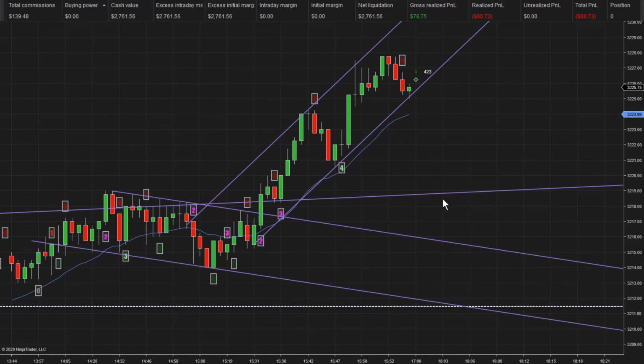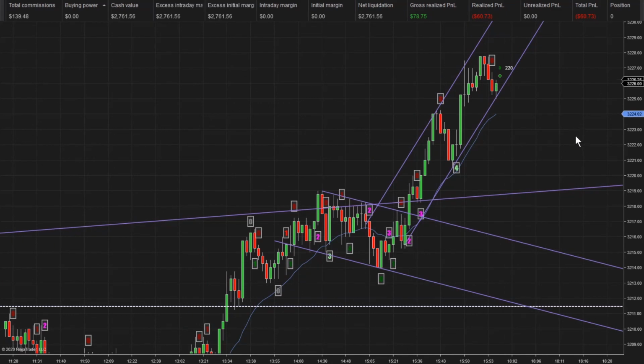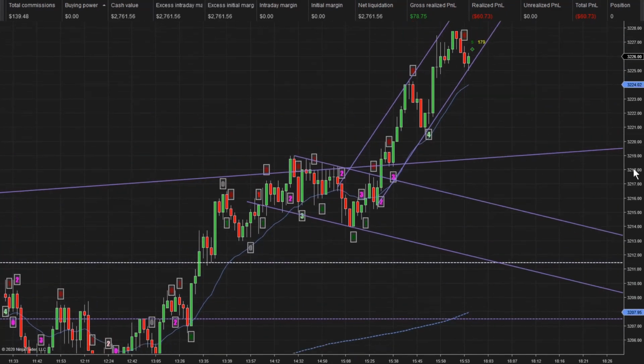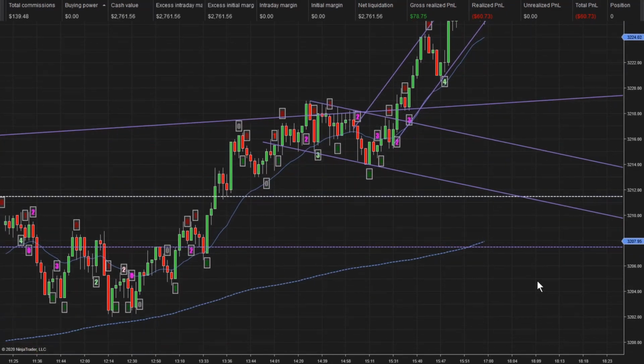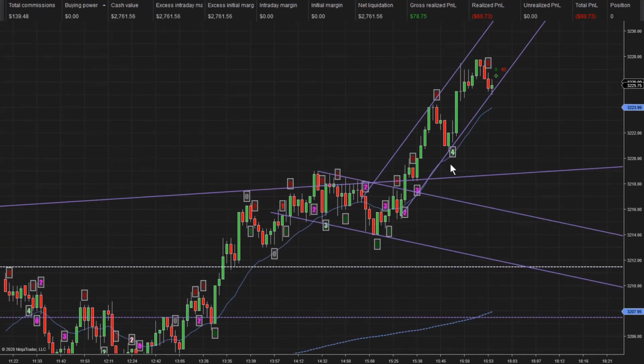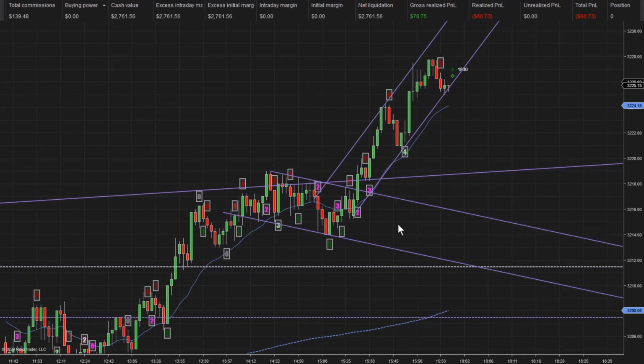I don't trade in the last like 10 minutes just because it just gets so volatile. You have no idea what's happening. People are exiting the position before the end of the day. So, yeah, I typically don't trade the last 10 minutes of the day. I did catch a slight runner right here, but it wasn't recording at the time.